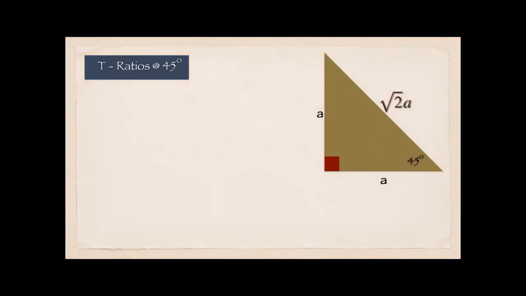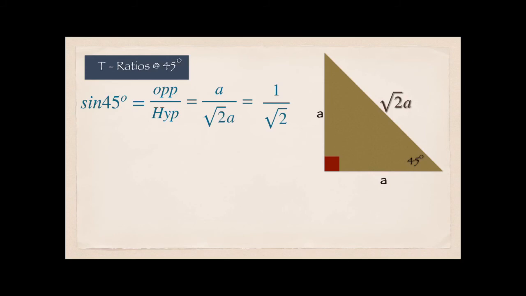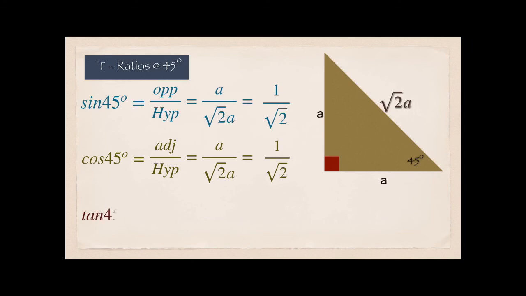Now taking any one of these 45 degree angles, sine 45 degrees, which is equal to opposite side upon hypotenuse, will give the value 1 upon root 2. Cos 45 degrees, which is adjacent upon hypotenuse, will also be equal to 1 upon root 2, and tan 45 degrees, which is opposite side upon adjacent side, will be equal to 1.